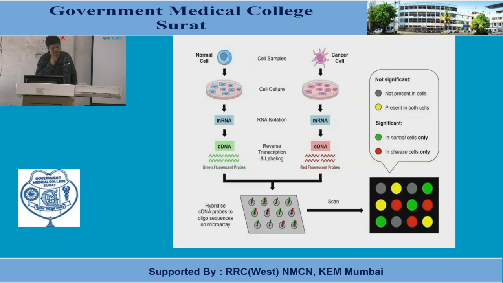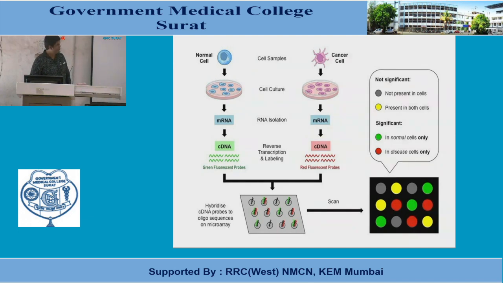Now please concentrate on the figure. On one side there is a normal cell, on the other a cancer cell. From a normal cell we get the mRNA. From a cancer cell we also get the mRNA. From mRNA we will make the cDNA. From the cancer cell we will also make the cDNA. The normal cell cDNA contains the green fluorescent probe. The cancer cell cDNA contains a red fluorescent probe.